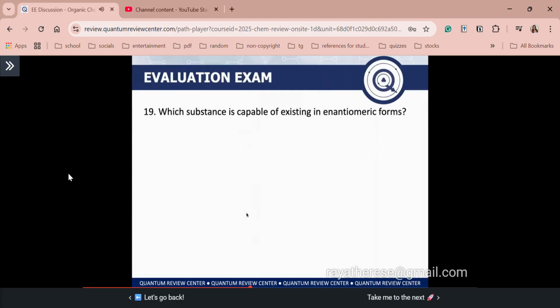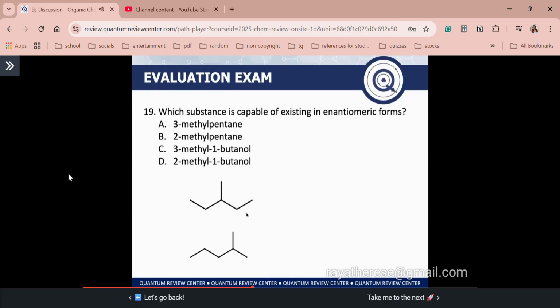19, still under stereoisomerism: which substance is capable of existing in enantiomeric forms? You are given their corresponding IUPAC names. Class, translate them first into structural formulas in order to easily visualize the molecules. Here are the line-angle structural formulas for the first 2 alkanes. Sir, the first one has a plane of symmetry, and of course we have no chiral centers available for enantiomeric pairs. Next, with this one, of course, class, there would be a chiral center, but we have 2 similar substituents.